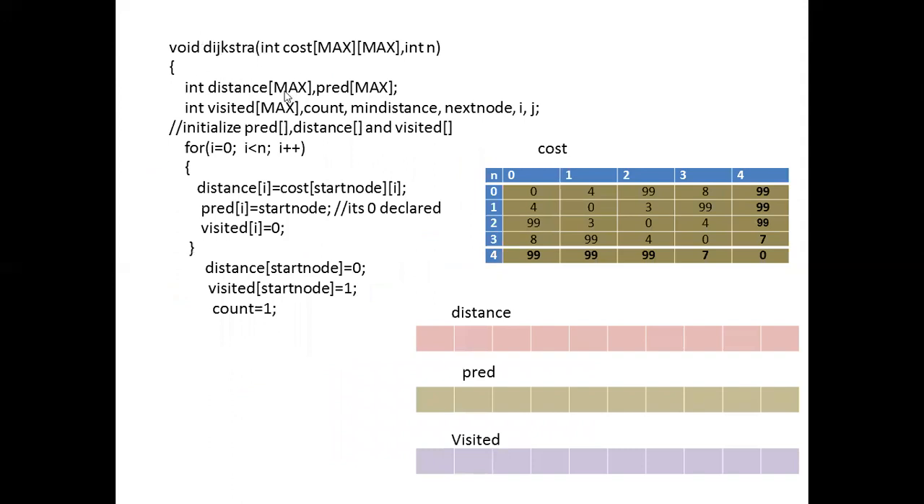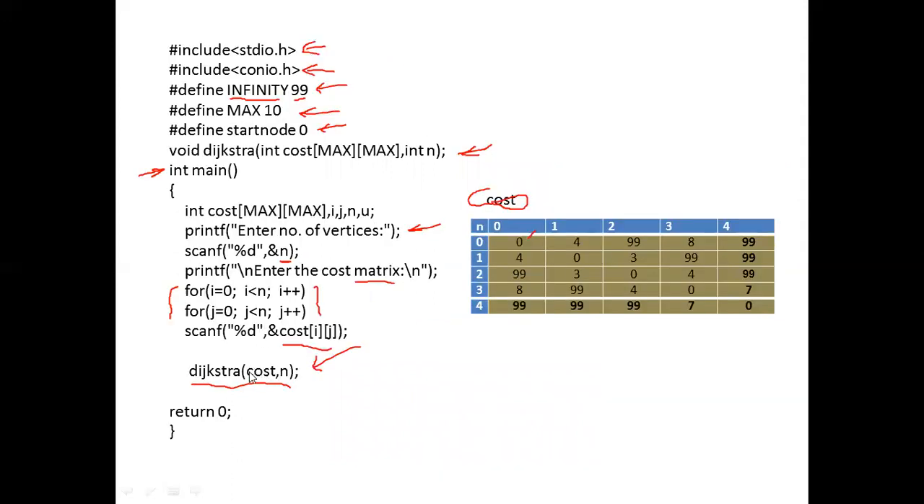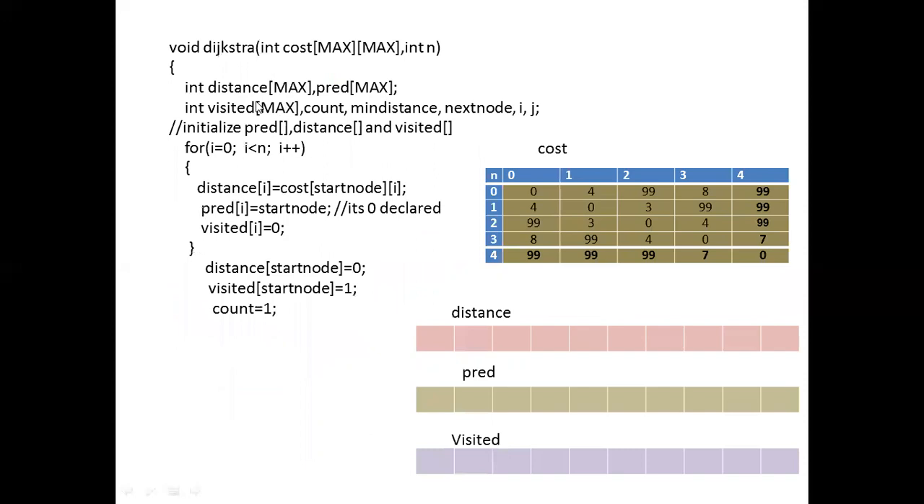Now we can observe in the Dijkstra function, whatever value you are going to pass: cost[max][max], int n. Before that, what value am I passing? I am linking the cost with n. Here the n value is 5, and the cost value is whatever we are going to store, that value will be present.